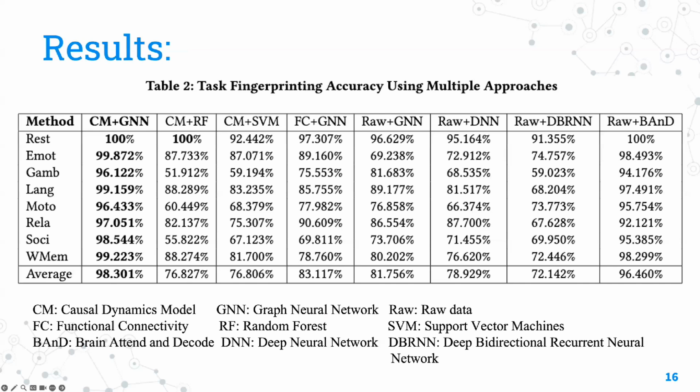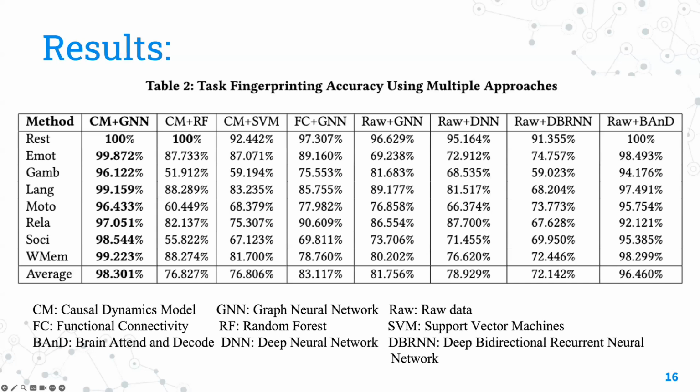After extracting features, we applied various classifiers, including GNN, random forest, support vector machines, as well as deep learning methods like DN, DBRN, and brain attention network decoding. These classifiers were chosen because they represent either commonly used or top-performing techniques in brain activity pattern analysis.